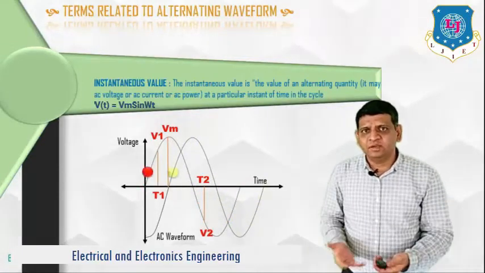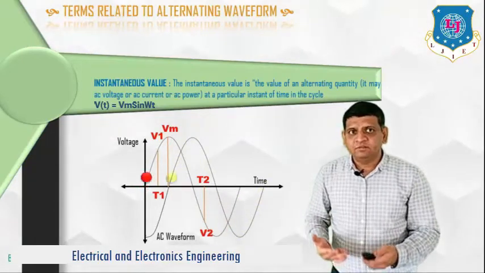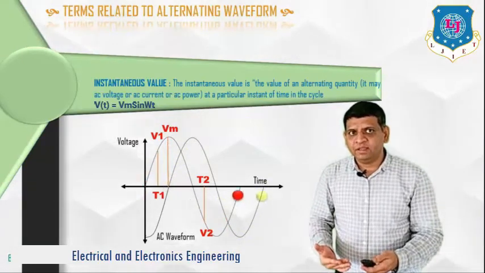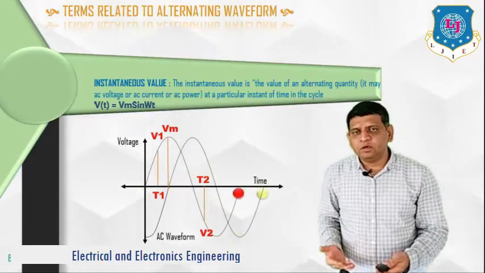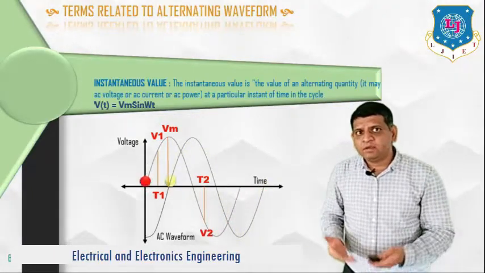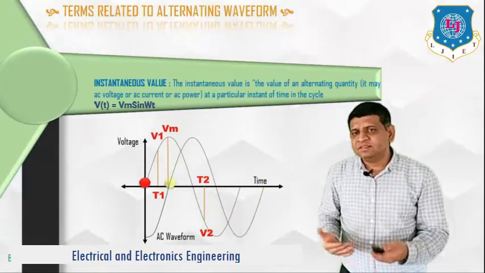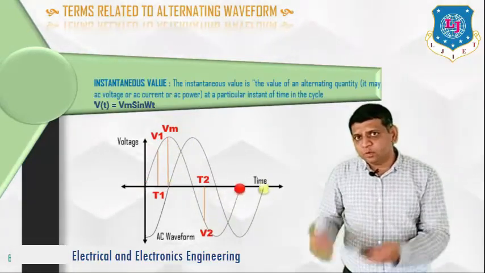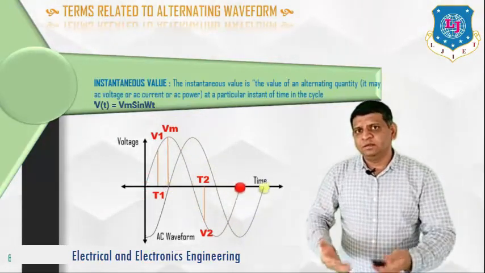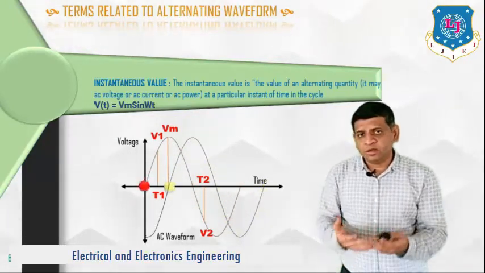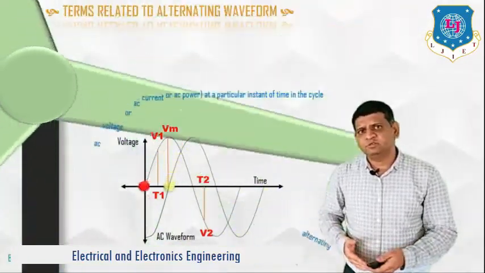This is called the instantaneous value. The instantaneous value is the value of the alternating quantity, it may be an AC voltage, AC current or AC power, at a particular instant of time in the cycle. So during the cycle, at a particular instant of time, if you measure any value, in voltage terms, current terms, or power terms, that is represented as an instantaneous value, right?